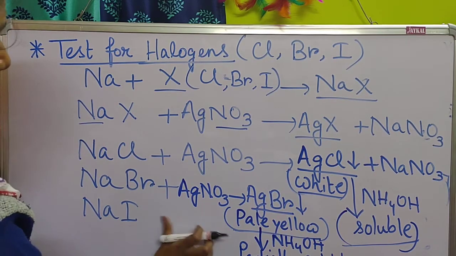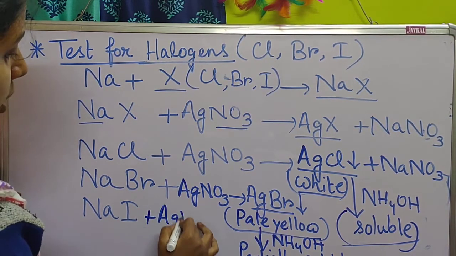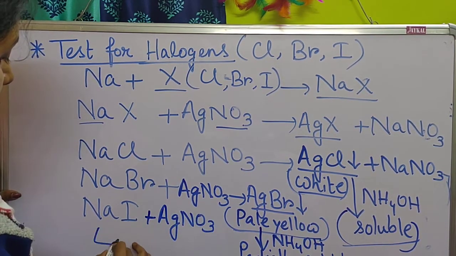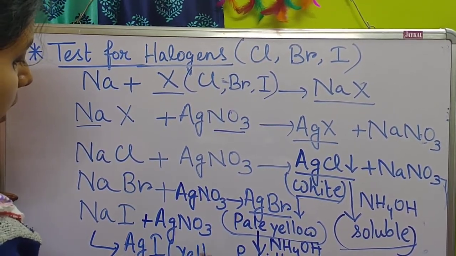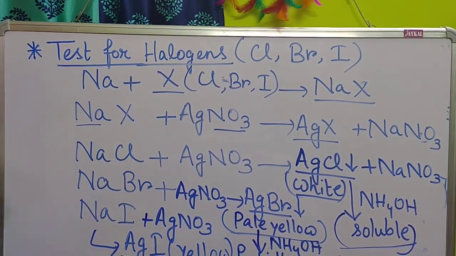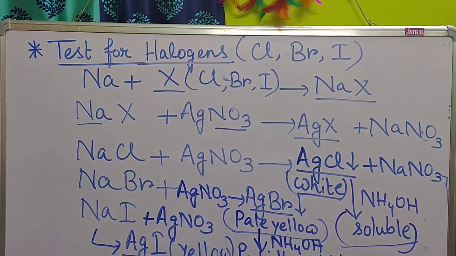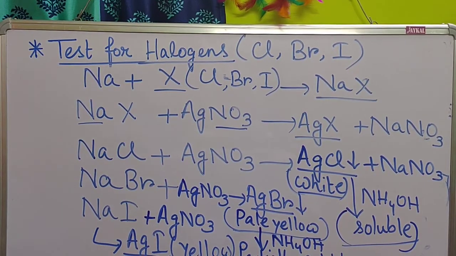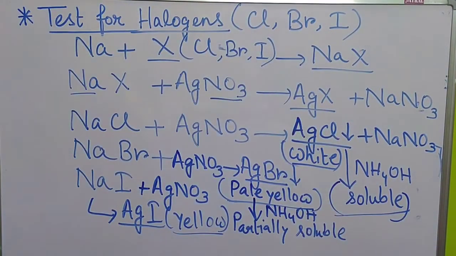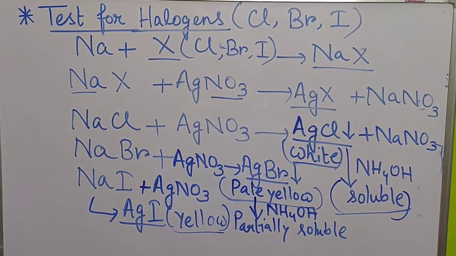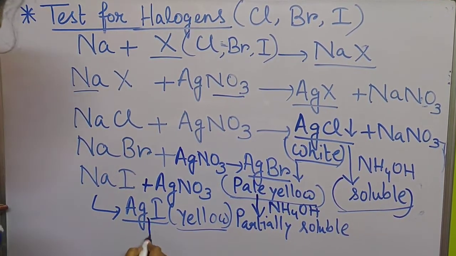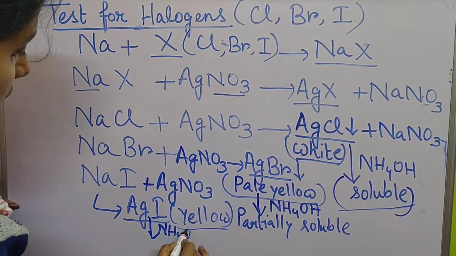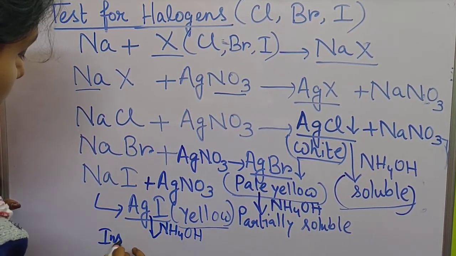And the last one, for iodide, if we add AgNO3 here, we will get silver iodide. Silver iodide is yellow in color, not pale yellow. When it is completely yellow or dark yellow, that means it contains silver iodide. And if we add ammonium hydroxide again, it will be insoluble.